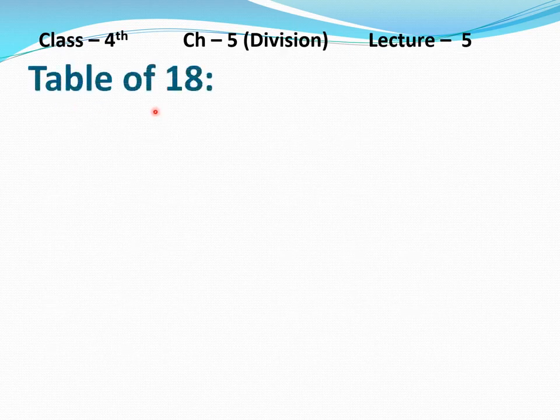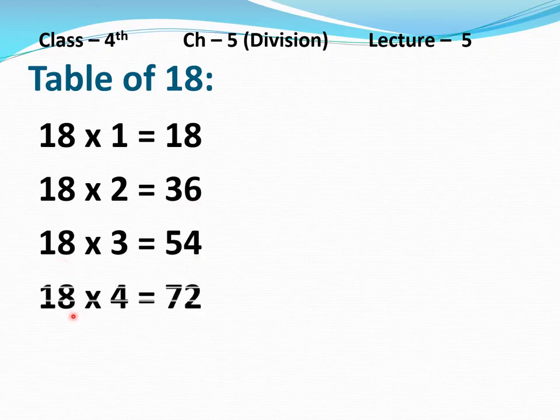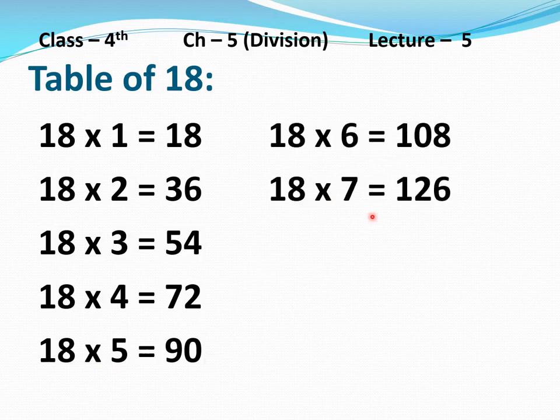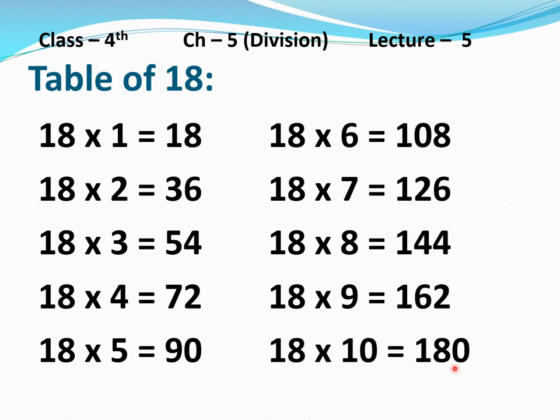Now, table of 18. Speak with me. 18 ones are 18, 18 twos are 36, 18 threes are 54, 18 fours are 72, 18 fives are 90, 18 sixes are 108, 18 sevens are 126, 18 eights are 144, 18 nines are 162, 18 tens are 180. Speak with me one more time.